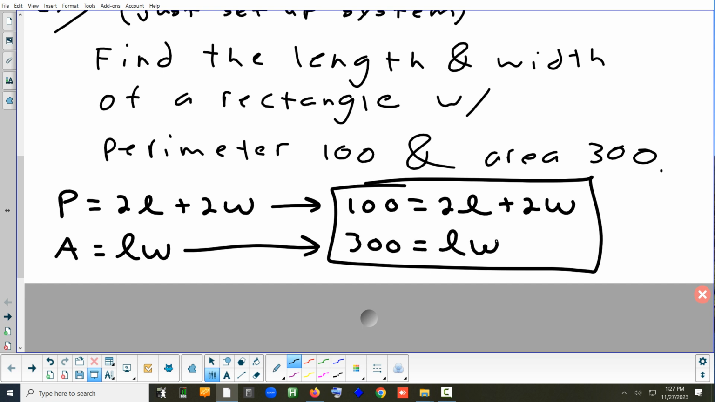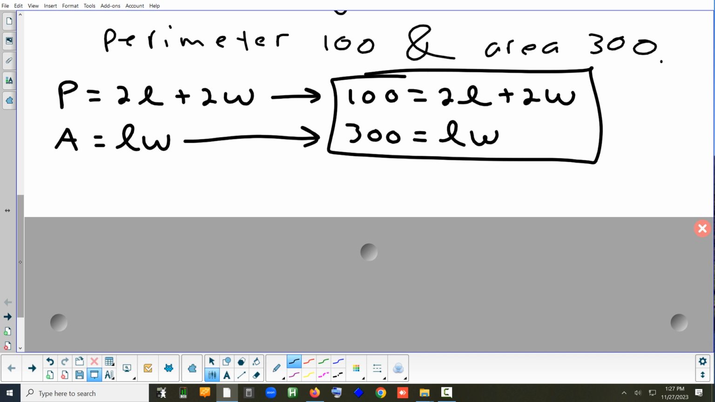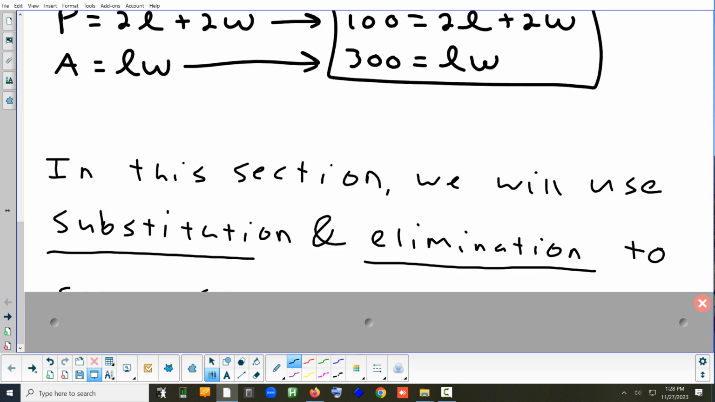So that's a system of 2 equations. There are 2 equations, and there are 2 letters that you would be trying to solve for. And that's it. Any question on how to set the equations up? Okay, now I'm going to show you how you solve.